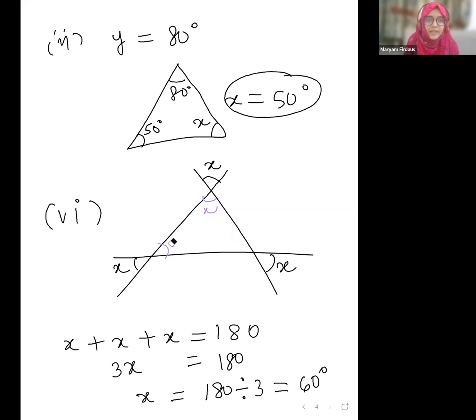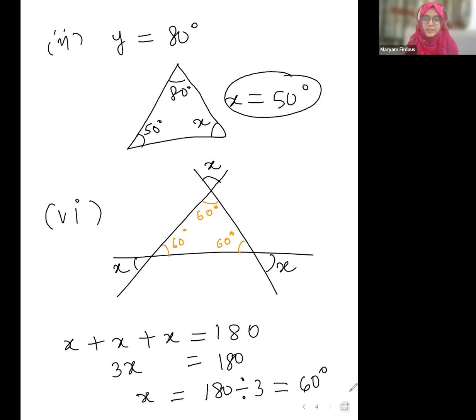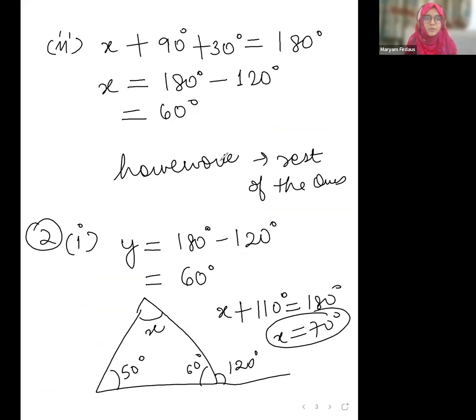Hiba, can you tell me a type of triangle where each of the angles is equal to 60 degrees? Equilateral triangle. Very good, Hiba. Equilateral triangle. Excellent. Okay, so this is the sixth one. I hope you will be able to solve the rest, which are question number 2, part 3.